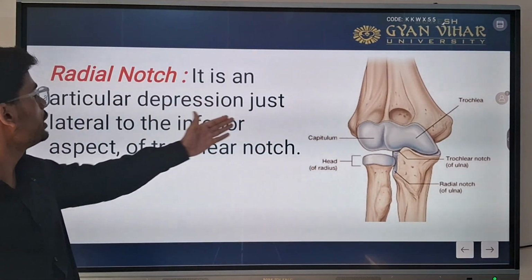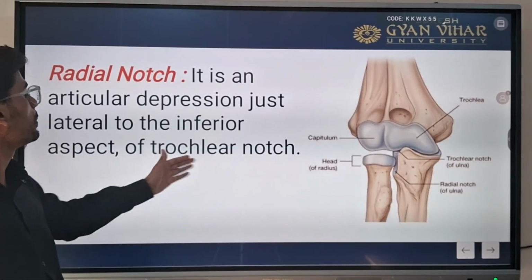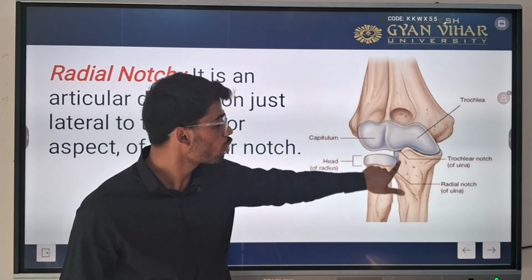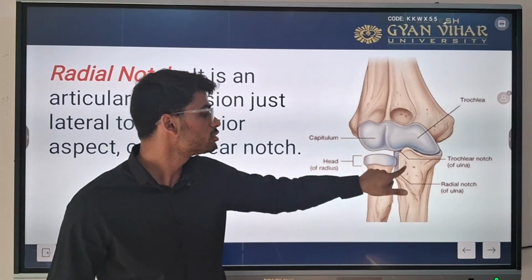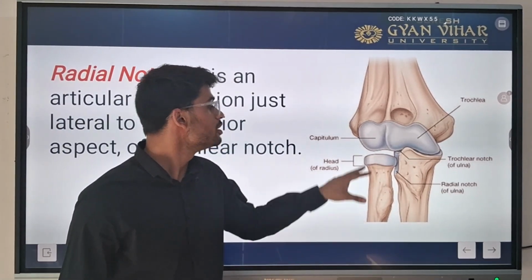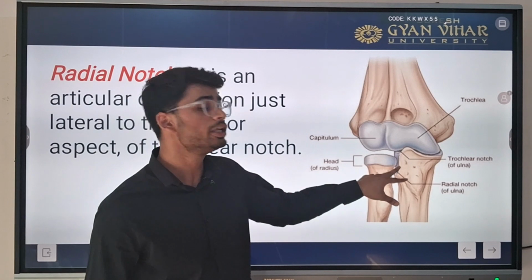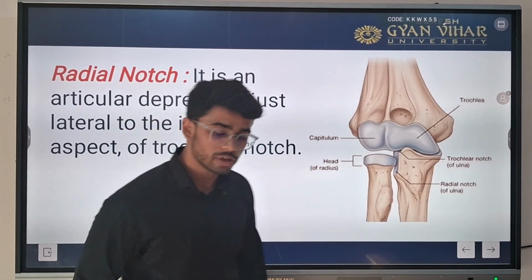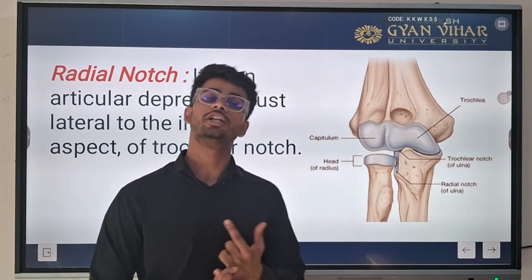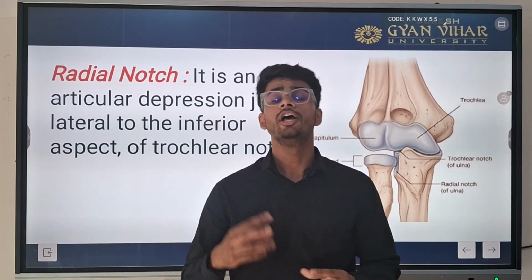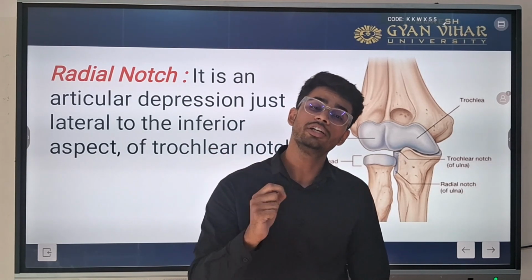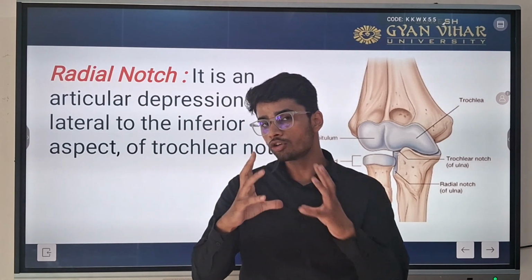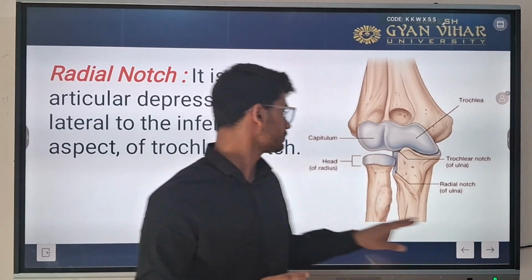It is an articular depression lateral to the inferior aspect of the trochlear notch. Over here you can see this is the notch, and this notch is for the head of the radius bone. So the head of the radius articulates here with the ulna, and they form the superior radio-ulnar joint. There is one very interesting thing about the superior radio-ulnar, humero-ulnar and humeroradial joints, which is that these three joints share a common capsule. So there is one common capsule for these three joints.